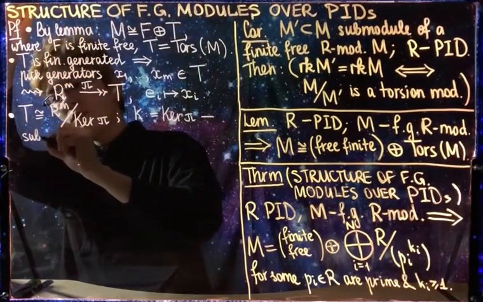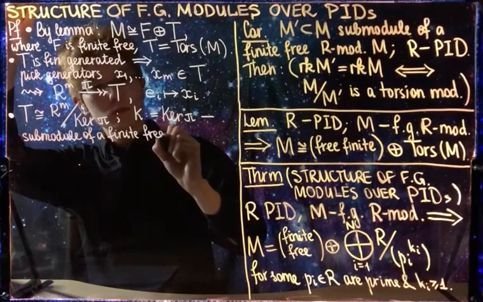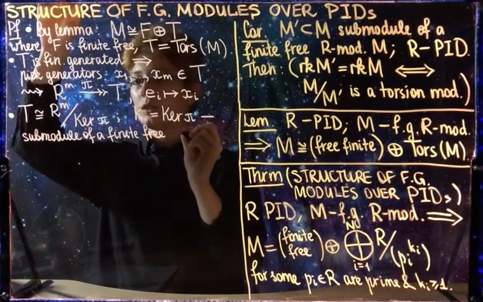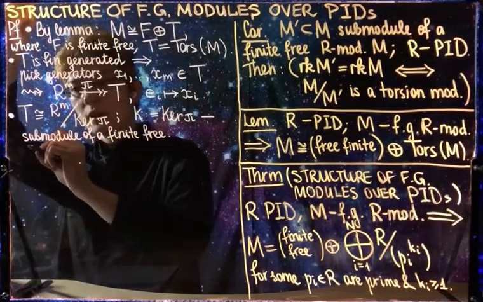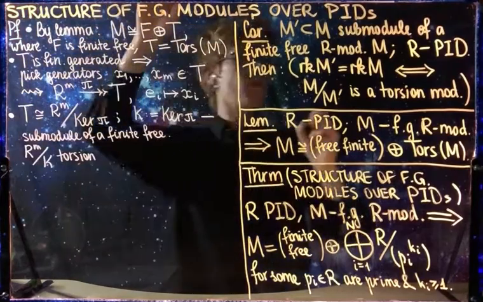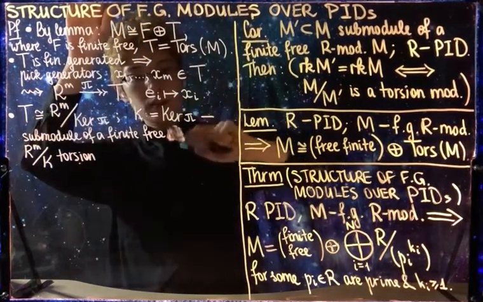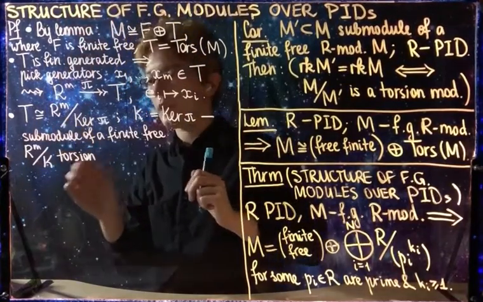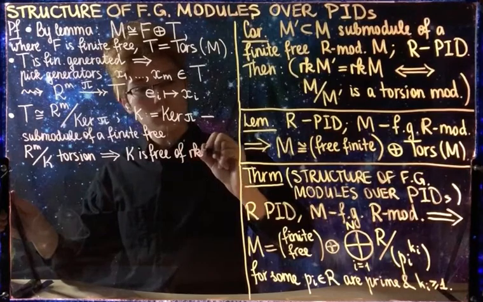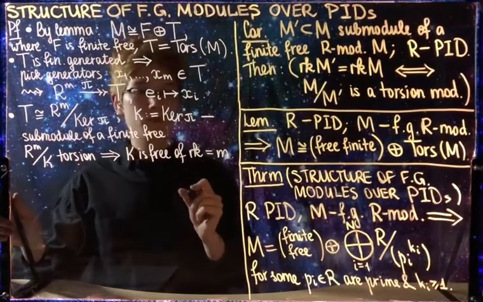And if I denote the kernel of pi by K, it is a submodule of a finite free module. Therefore, it is also free, and I can talk about its rank. And moreover, we know that R^m mod K is torsion, which means by this corollary that K is in fact a free module of the same rank as R^m. So K is free of rank m by the corollary.